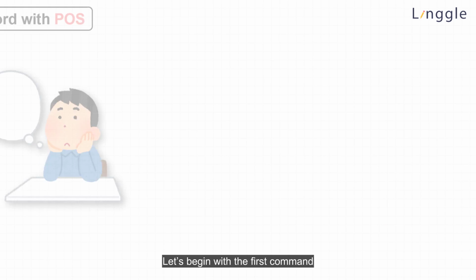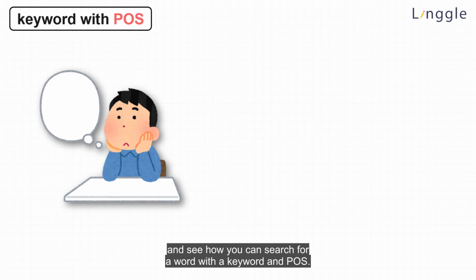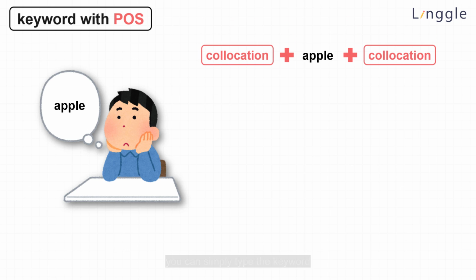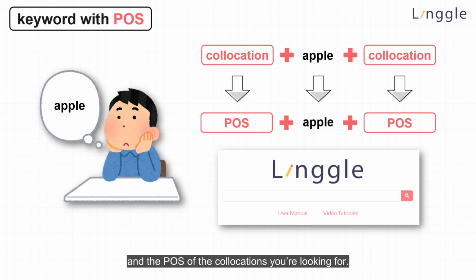Let's begin with the first command and see how you can search for a word with a keyword and part of speech. If you have a keyword in mind and want to find words that collocate with the keyword, you can simply type the keyword and the part of speech of the collocations you're looking for. Linggle will quickly find the possible collocations for you.